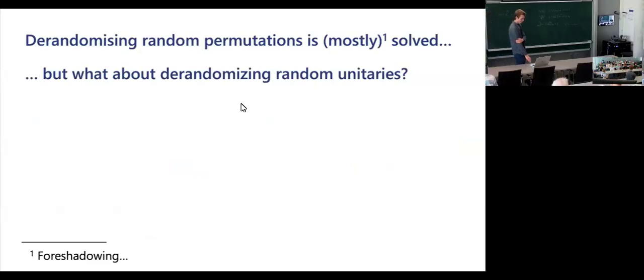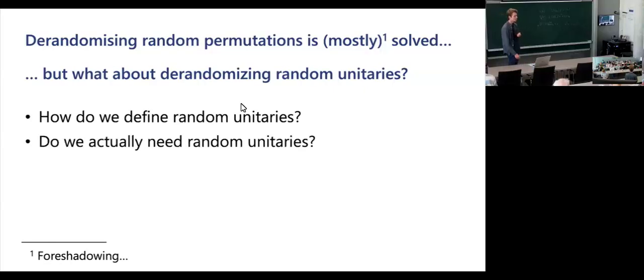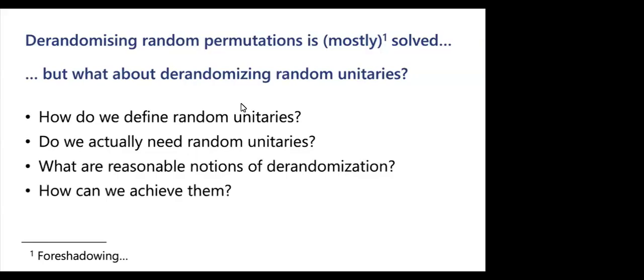Okay, so the most basic questions you have to ask: firstly, how do we even define random unitaries? It's a little less clear because we can't draw such a nice discrete picture. Secondly, do we actually need them? Just because it's a quantum analog of something that's useful classically doesn't mean that we should study it, but we should at least check. Then, what are reasonable notions of derandomization? And finally, what most of this talk will be about is how can we actually achieve them?